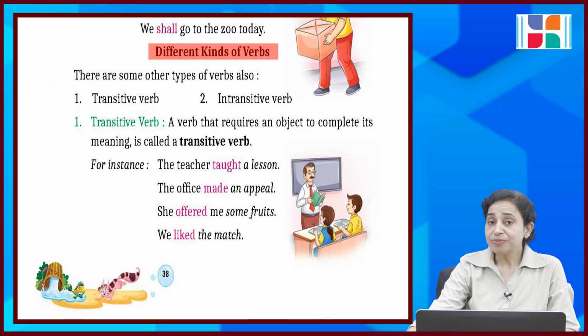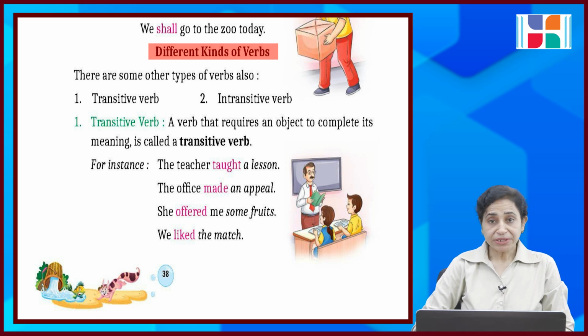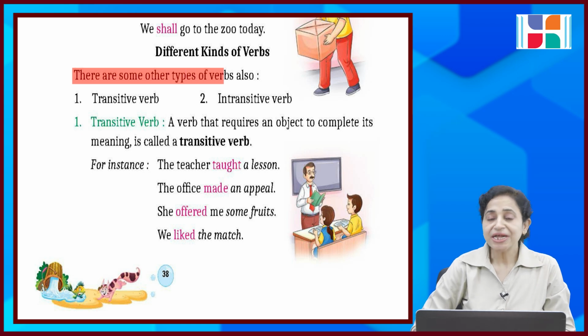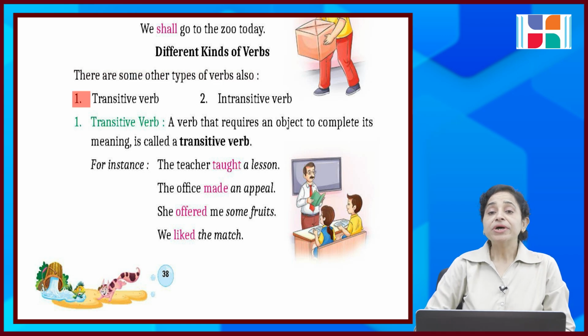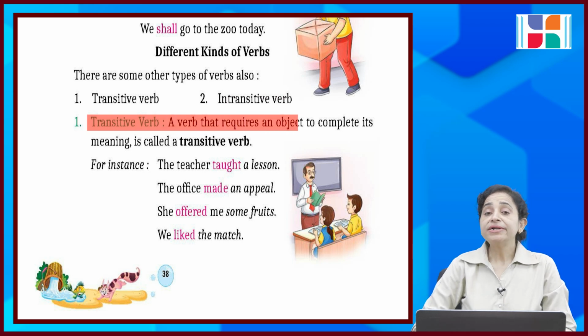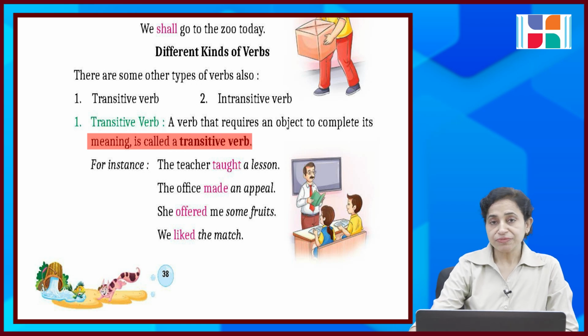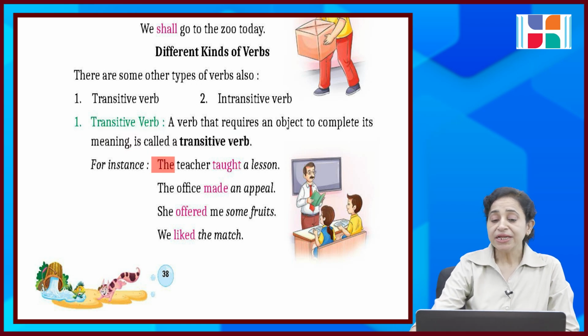Different kinds of verbs. आपको पता है कितनी तरह की verbs होती हैं? There are some other types of verbs also, बच्चों. One is transitive, another is intransitive. So, transitive verbs: a verb that requires an object to complete its meaning is called a transitive verb. आइए examples देखते हैं. The teacher taught a lesson.